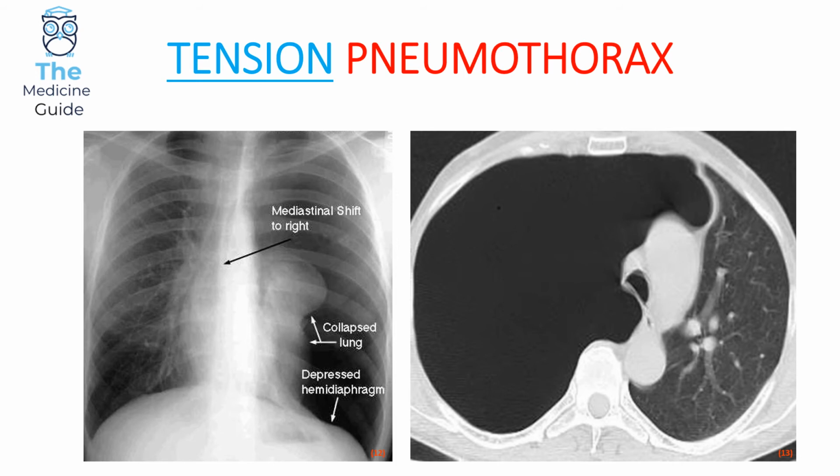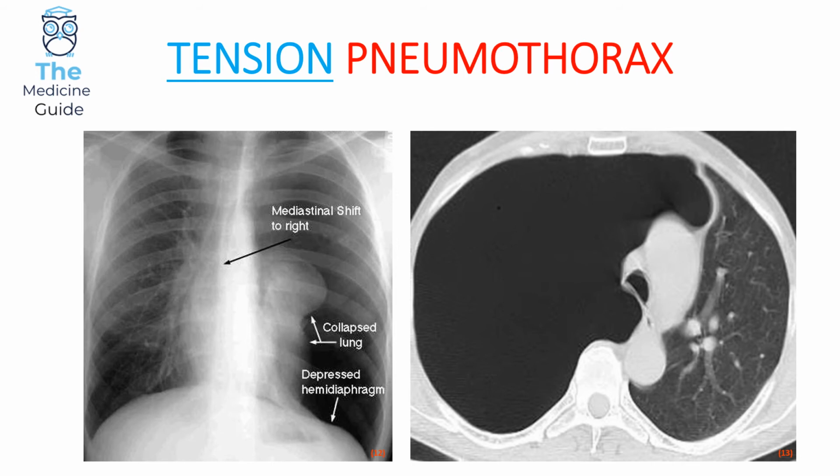So a chest x-ray in tension pneumothorax will present with a depressed hemidiaphragm, a collapsed lung, similar to a simple pneumothorax, but the key feature is that the mediastinum and the trachea will be deviated contralaterally. So if you have a look on the chest x-ray, we can see that there's a tension pneumothorax affecting the left side of the chest. So the left crus of the diaphragm is flattened, the left lung is collapsed, but the mediastinum and the trachea has been deviated towards the right.